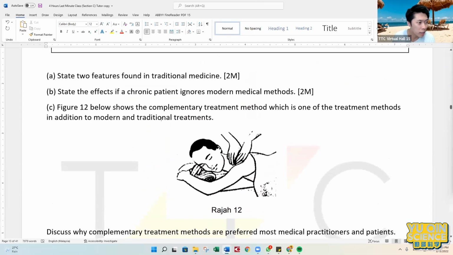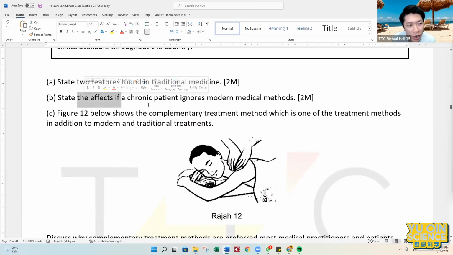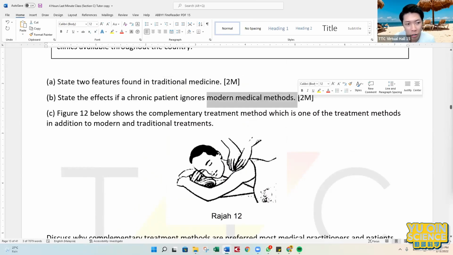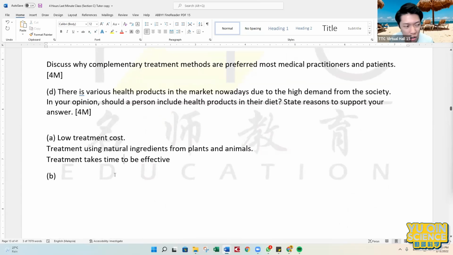Okay, what is B? Next, state the effects if a chronic patient ignores modern medical methods. Let's say you get cancer, which is chronic. Then the hospital and the doctors just want to make money, or sometimes older generations tend to be not interested in that kind of method. So they say never mind, I'll stay at home, I'll just recover naturally, I'll follow traditional medicine. So that's the question. What happened to them?